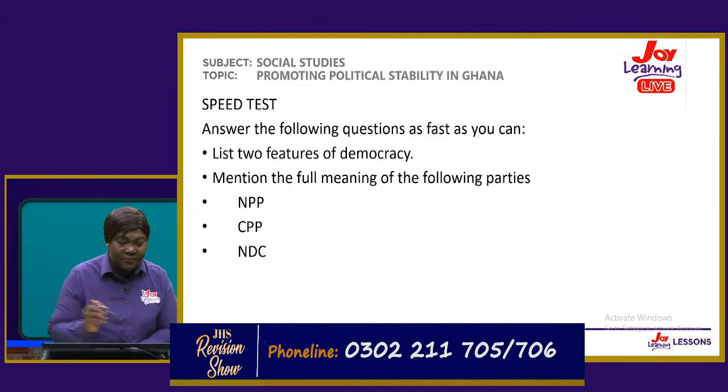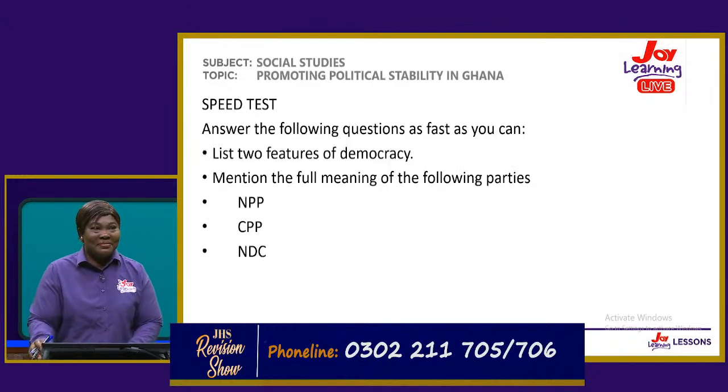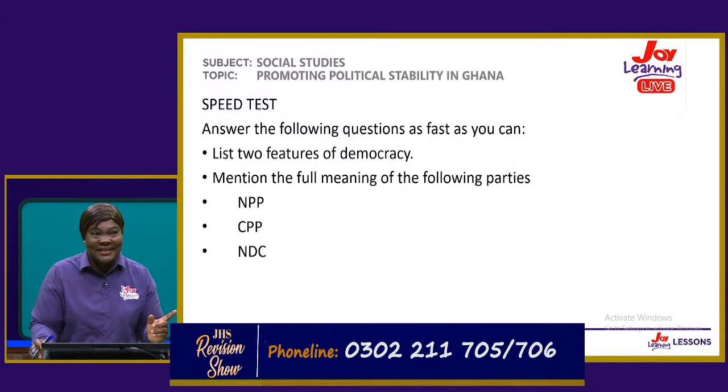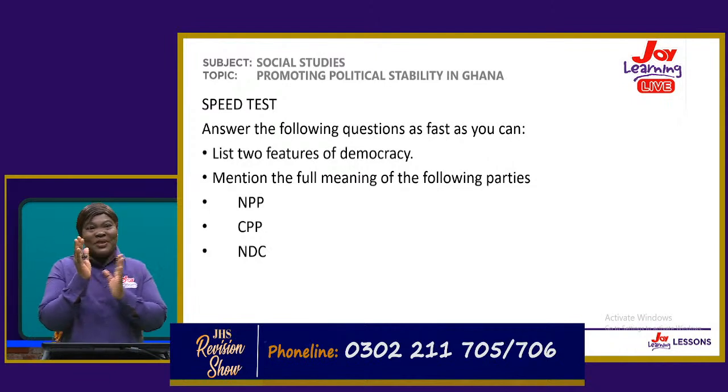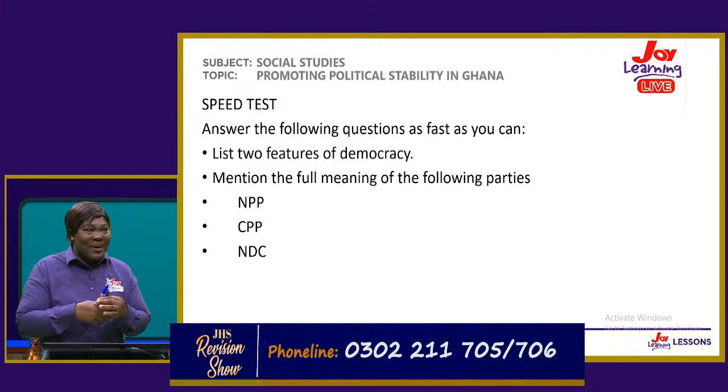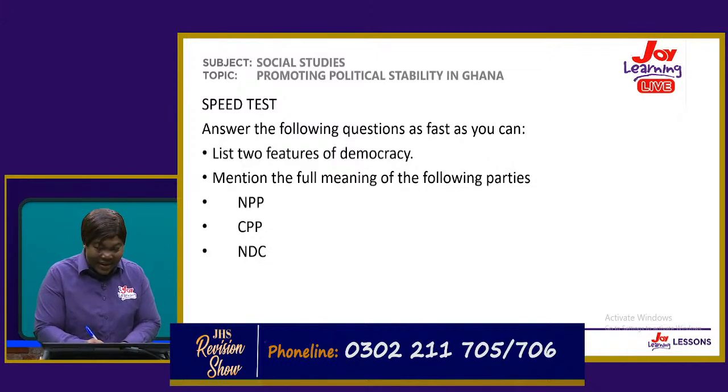Good. Move. 30 seconds. And then, features of democracy, there is freedom of press. Sure. There's dominance of public opinion. Right. Move on quickly. The forming of NPP, New Patriotic Party. 10 seconds. Conventional People's Party. And NDC is National. Whoa, you've done well. I'm so excited. You have been tracking all that I've been teaching. Well done, well done.